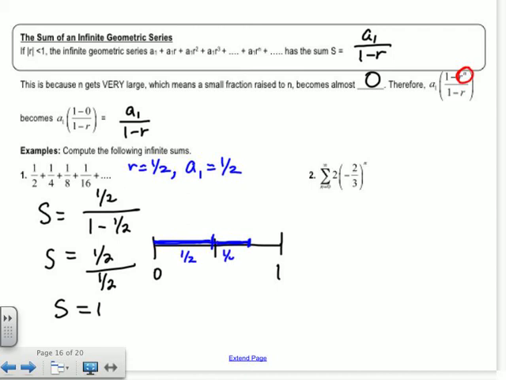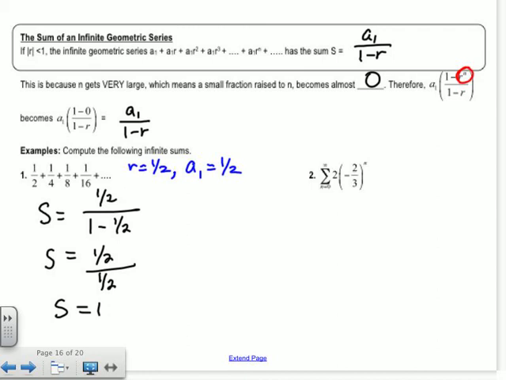So that was 1 half plus another 1/4. Now when I add in 1/8, what happens? Half of what remains, and then 1 over 16 is half of that. Do you see how it's going to keep getting closer and closer? If I have an infinite number, it's going to fill in that whole length from 0 to 1. Make sense?